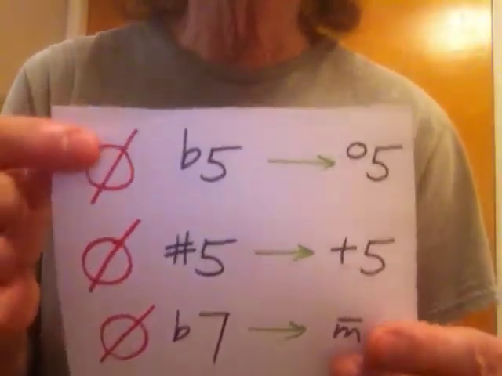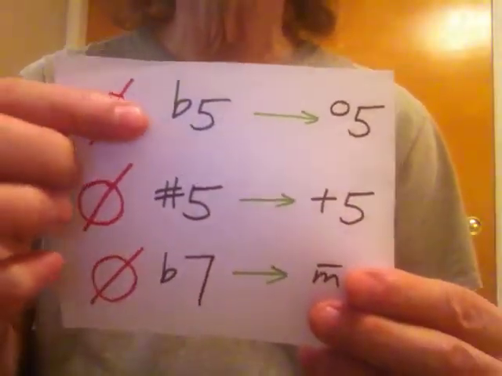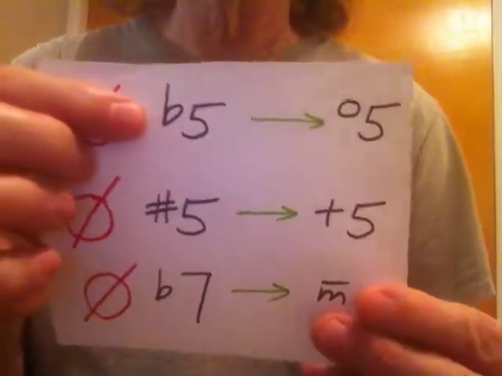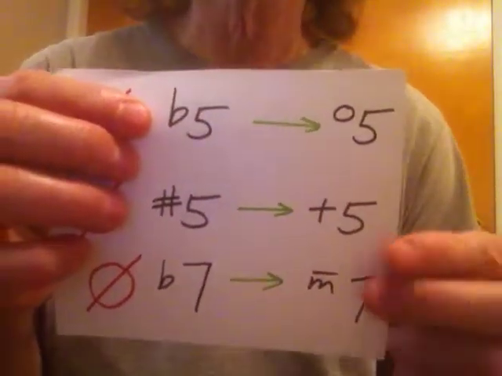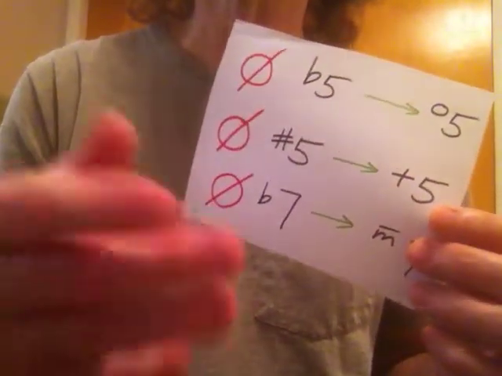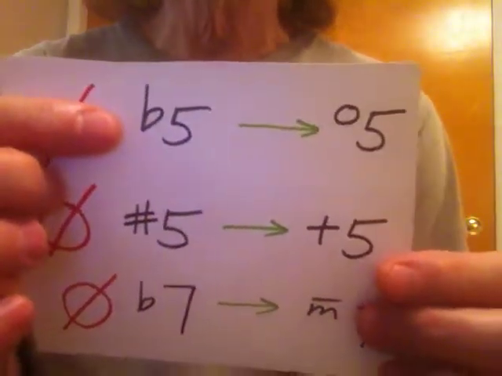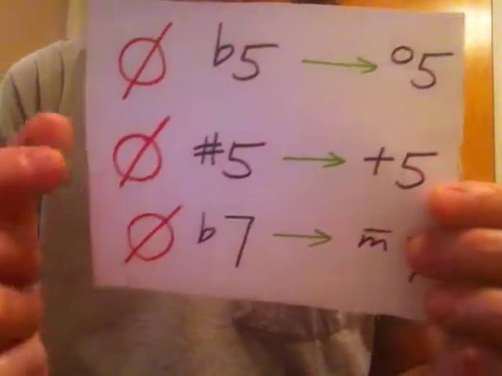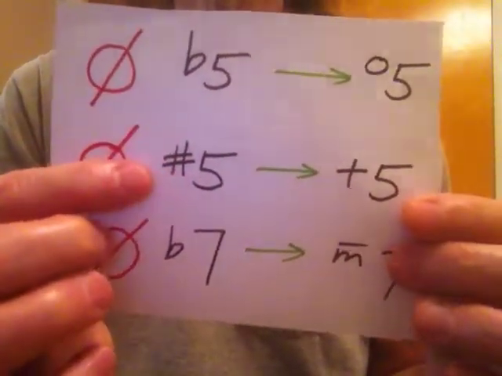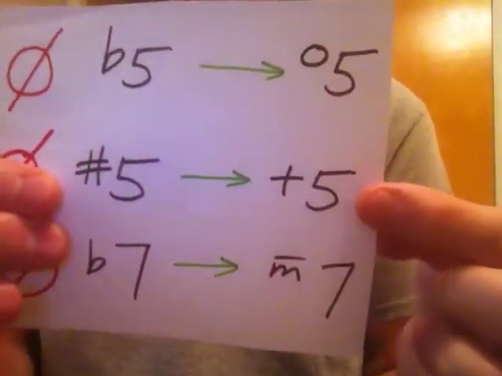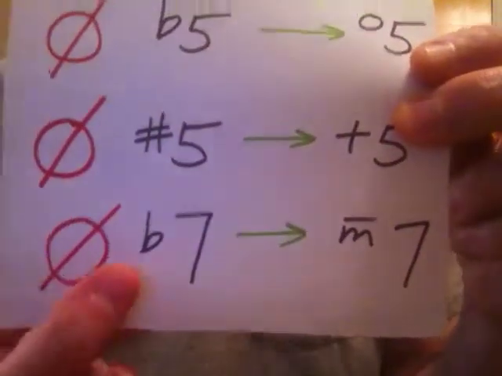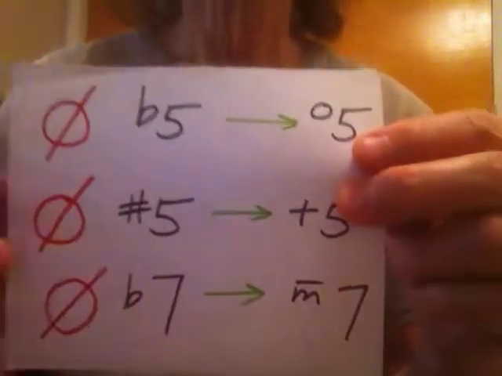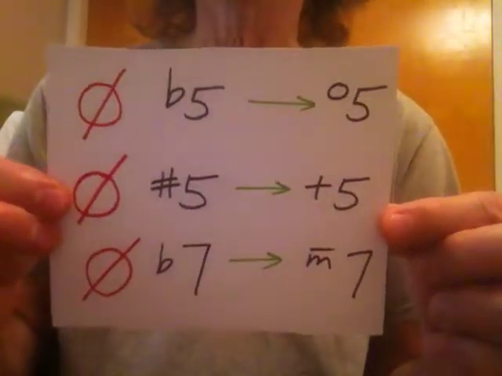You're not going to see a flat 5. That's a horrible terminology, but you see it everywhere in contemporary music. See flat 5, we'll talk about that later, but you'll see a diminished 5, right? You're not going to see a sharp 5, but you might see an augmented 5th. You're not going to see a flat 7, you're going to see a minor 7. I just wanted to point that out.